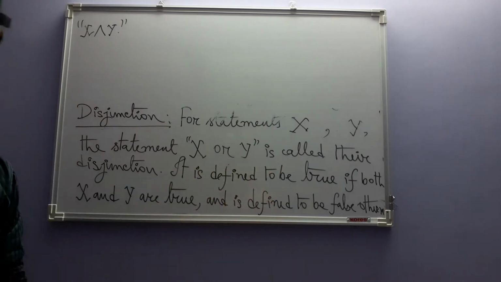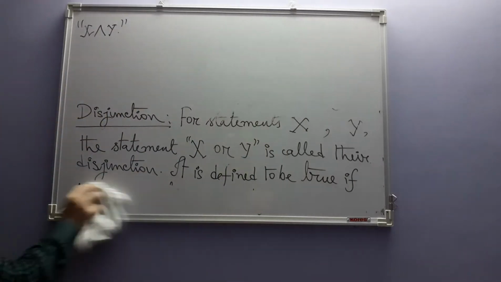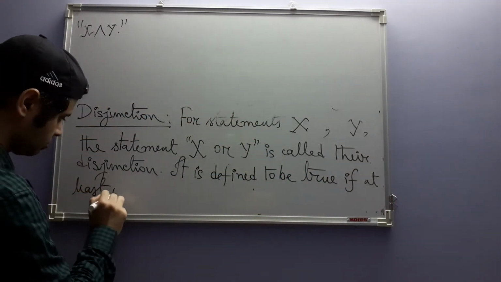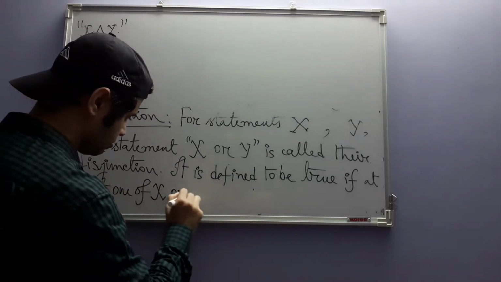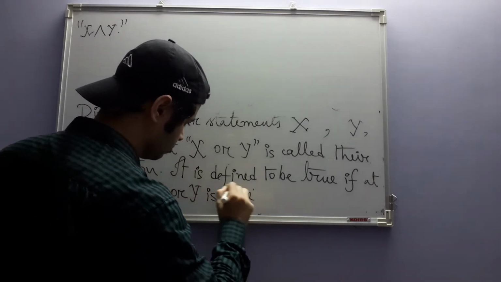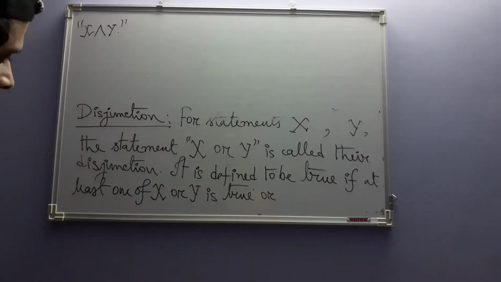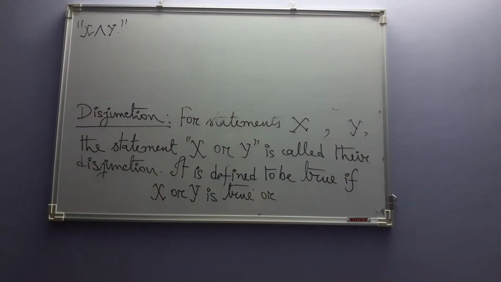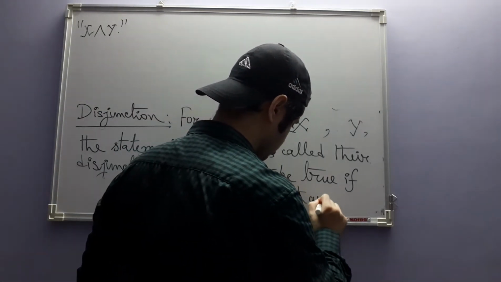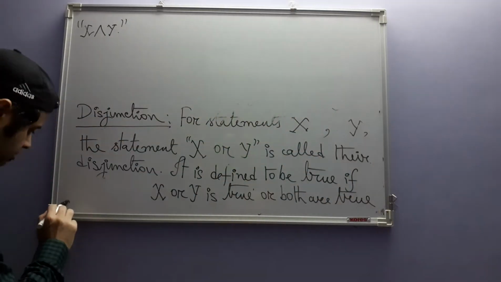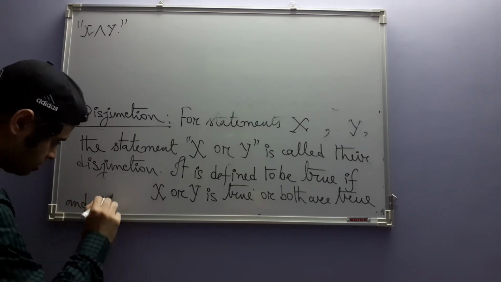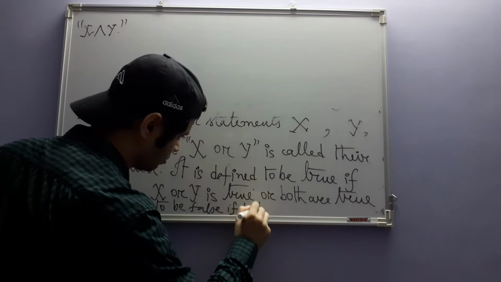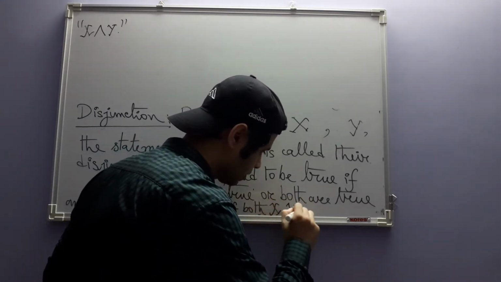It is defined to be true if at least one of x or y is true, or I may write like this: if x or y is true, or both are true, and is defined to be false if both x, y are false.